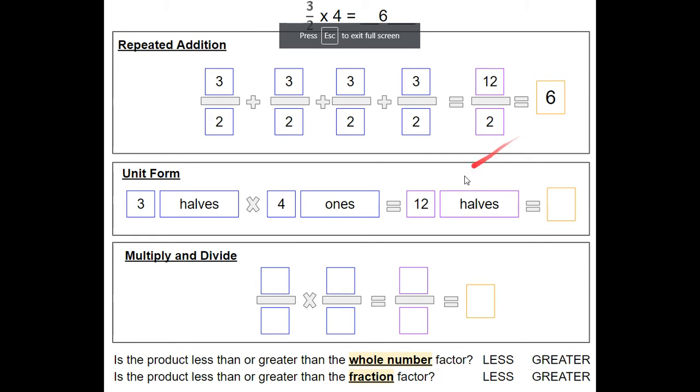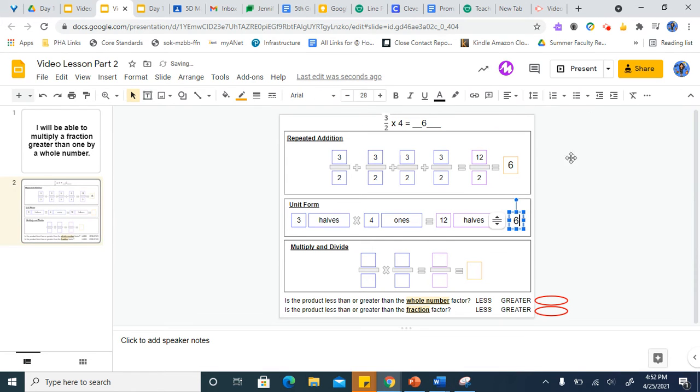Well, 12 halves can be rewritten as 12 over 2. And we know from above here that 12 over 2 is the same as 12 divided by 2, which equals 6. So our answer once again is 6.